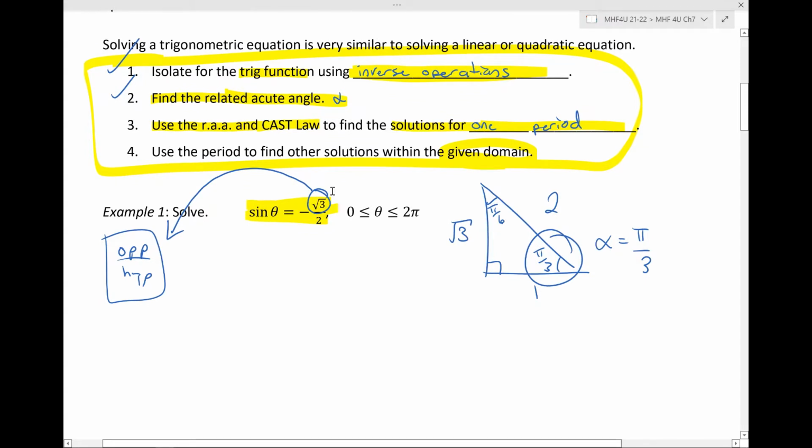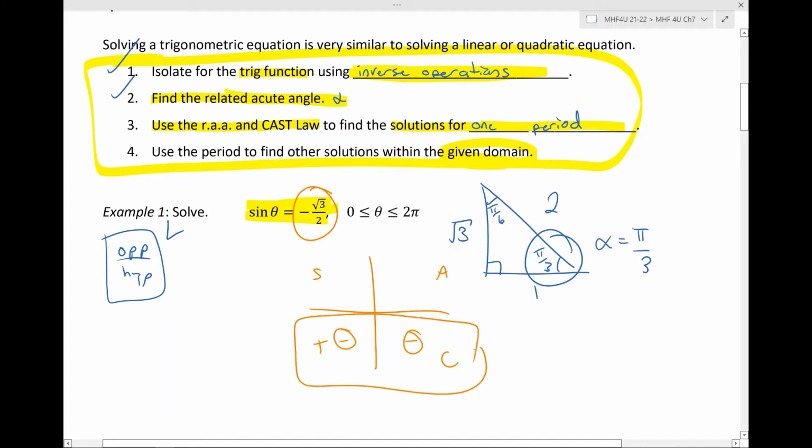The cast rule, okay, well, if I'm looking back into my equation, I've realized that my sine ratio is negative. So I need to ask myself, okay, in which quadrants is my sine ratio negative? Well, according to my cast rule, sine is going to be positive in quadrant 1, positive in quadrant 2, negative in quadrants 3 and 4. So we're looking specifically at quadrants 3 and 4 right here. Right? So if the sine of theta is equal to negative square root of 3 over 2, well, that's going to give me two solutions. It's going to give me one solution in quadrant 3, and one solution in quadrant 4.